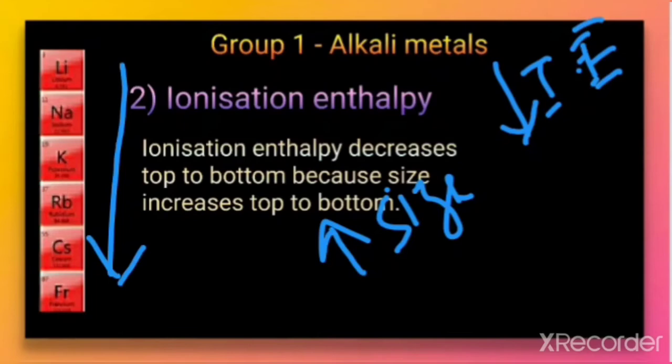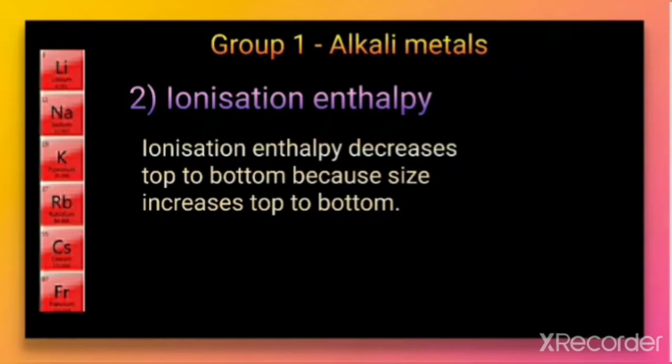Here, increasing nuclear charge and the outermost electron being very well screened from the nuclear charge is also one of the reasons for this. That is, the first reason is increasing size from top to bottom, and with increasing nuclear charge, the outermost electron is very well screened from the nuclear charge. So this is what we have about the ionization enthalpy.